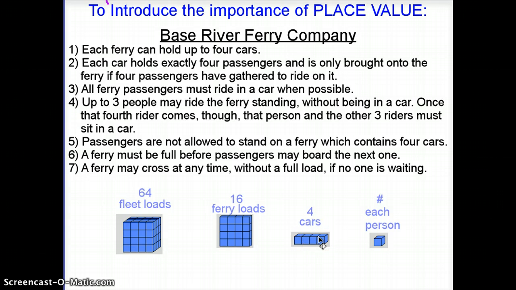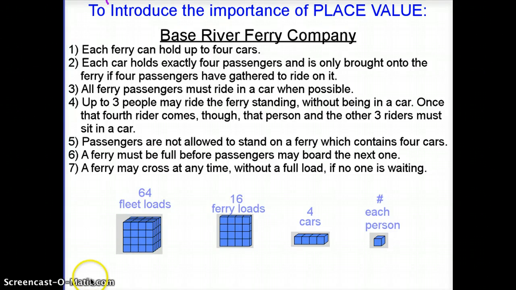3 people may ride the ferry standing without being in a car. Once there is a fourth person, that person and the 3 others must sit in a car. Only up to 3 standing individuals without a car is permitted. Number 5 says passengers are not allowed to stand in a ferry which contains 4 cars. 6, a ferry must be full before the next passengers may board the next one. 7, a ferry may cross without a full load if no one is waiting.